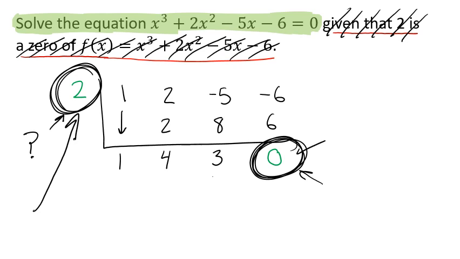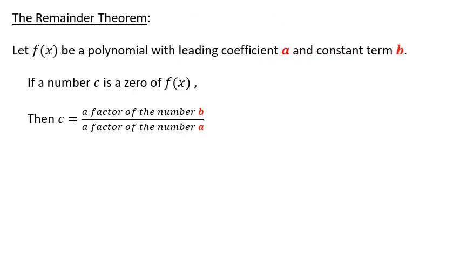Okay, on the next slide is that final theorem that we need to discuss before we could do a couple of problems. And that's the remainder theorem. And so this is going to be the last one. So let f of x be a polynomial with leading coefficient a and constant term b. Let's just make sure we know what that means.